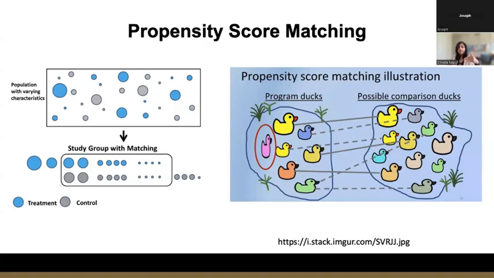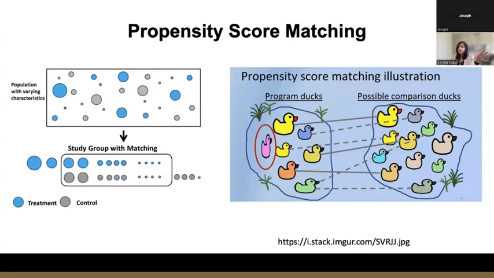And then if you look at the rectangle in the bottom, you can see that now we have found almost identical matches for each of the individuals or each of our observations in the treatment group. And we have matched them with at least one observation or one individual from the control group.